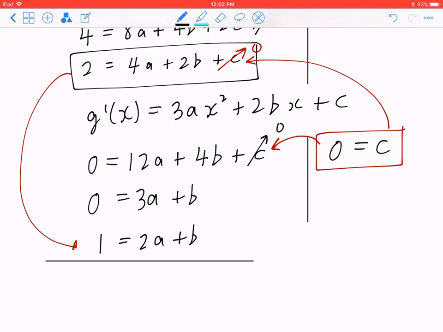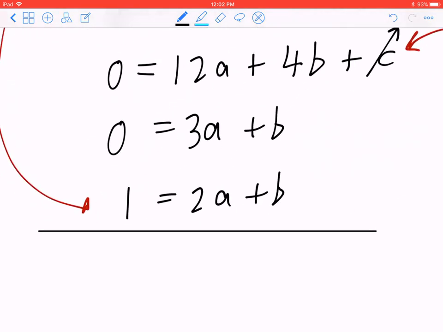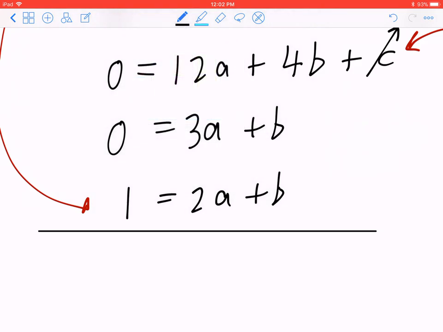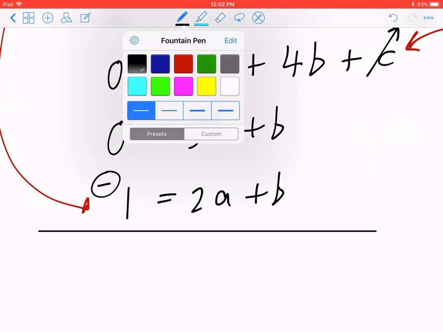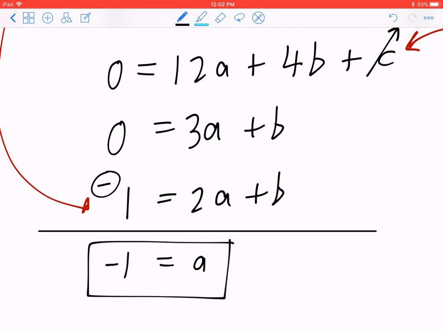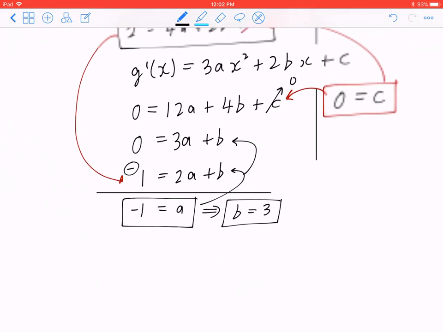Now, you have 2 equations of 2 unknowns. So from grade 10 academic math, you've done this. If I want to eliminate b, I can subtract. And when you do this, 0 minus 1 is going to give you negative 1. 3a minus 2a is going to give you a. Now, you can plug it back to this one, or you can plug it back to this one. It's really up to you. But b, when you work it out, it's going to be 3.